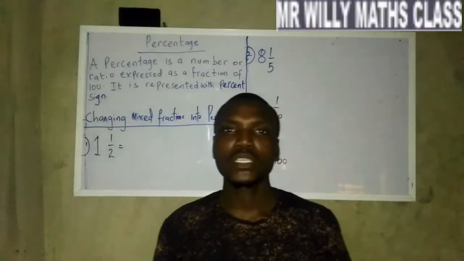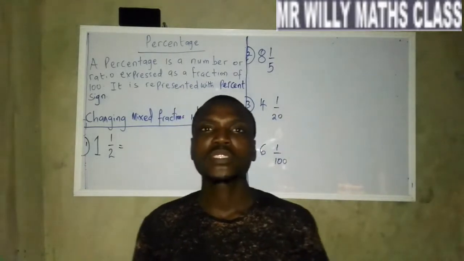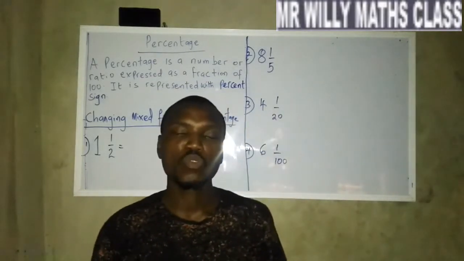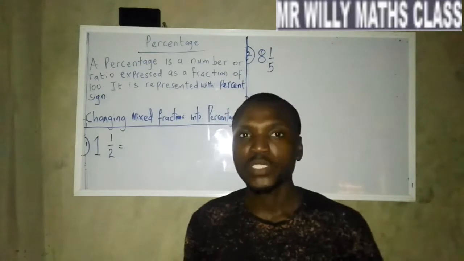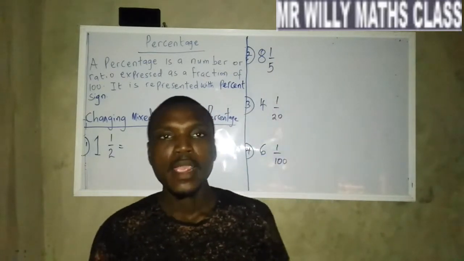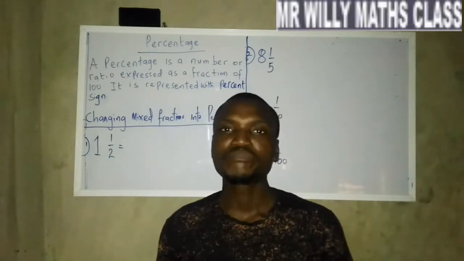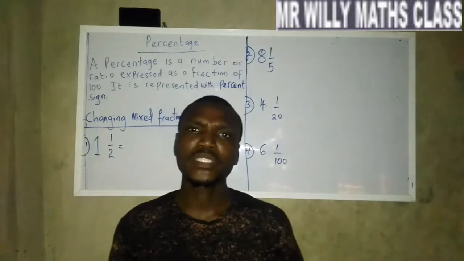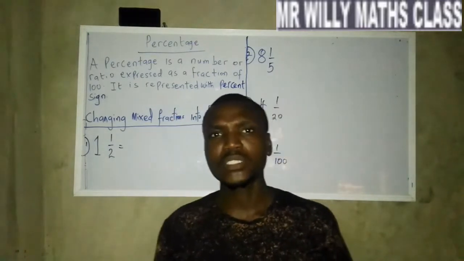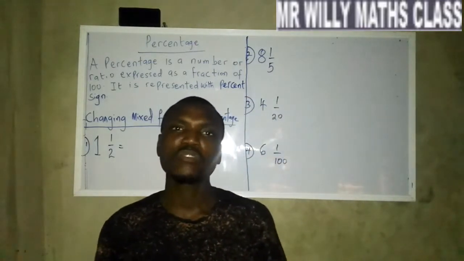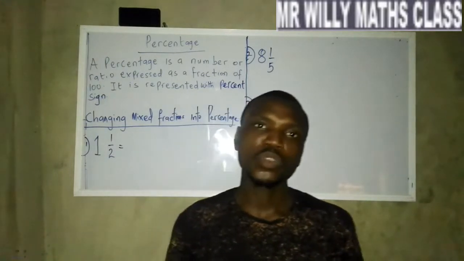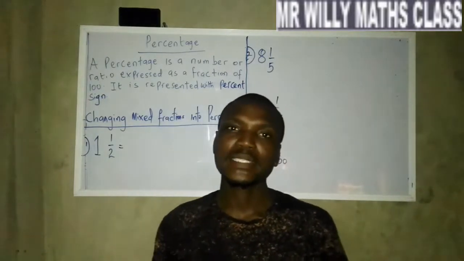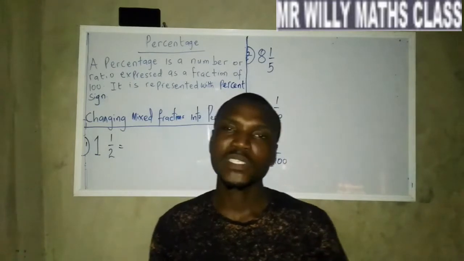Willie Maths Class. Today we'll be looking at how to change mixed fraction into percentage. Before we do that, you need to understand what is percentage. A percentage is a number or ratio expressed as a fraction of 100. That is, a percentage is a fraction with 100 as a denominator. And one thing about percentage is that it comes with a sign known as percent.